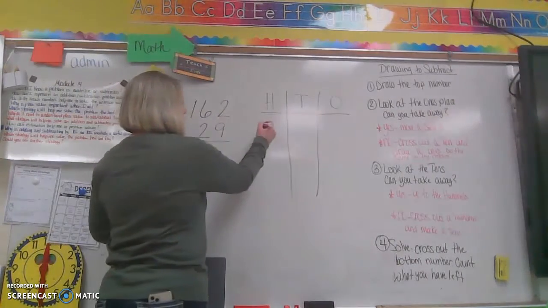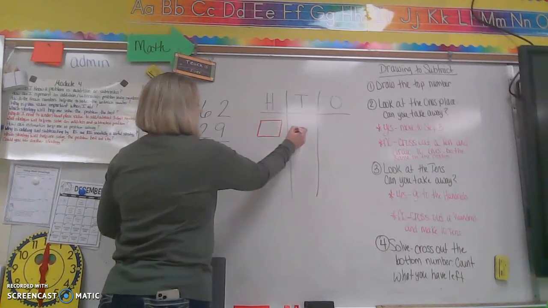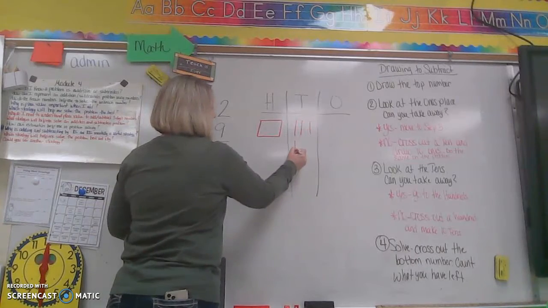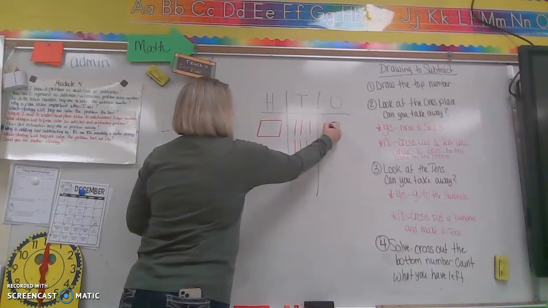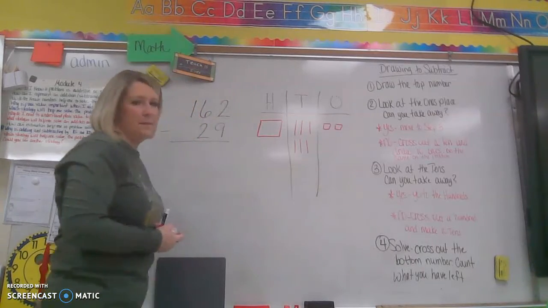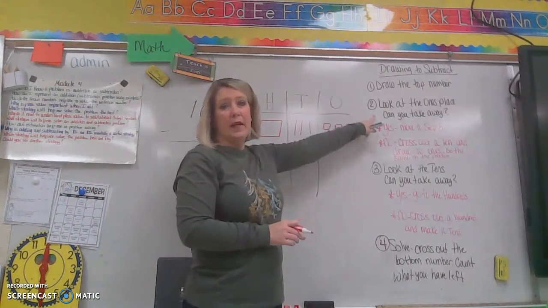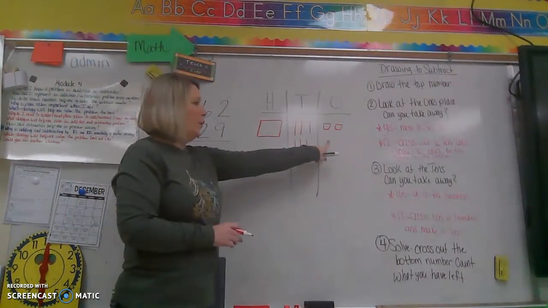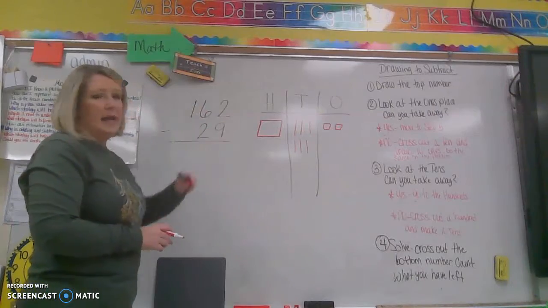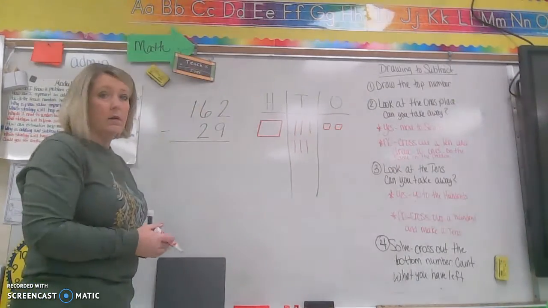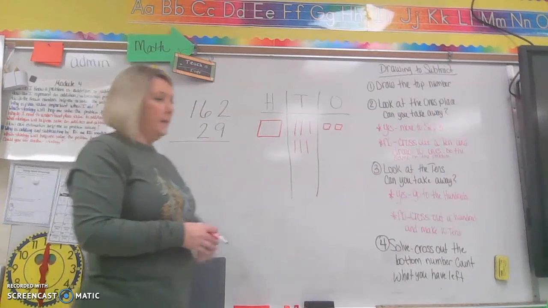So we will draw a 100 block, 6 tens, and 2 ones. Okay? All right, step 2, looking at the ones place, can you take away? Well, we have a 2 in the ones place, and it wants us to take away 9. So no, we cannot do that.